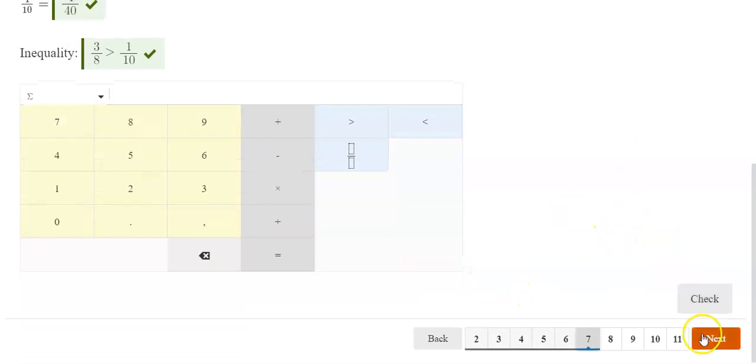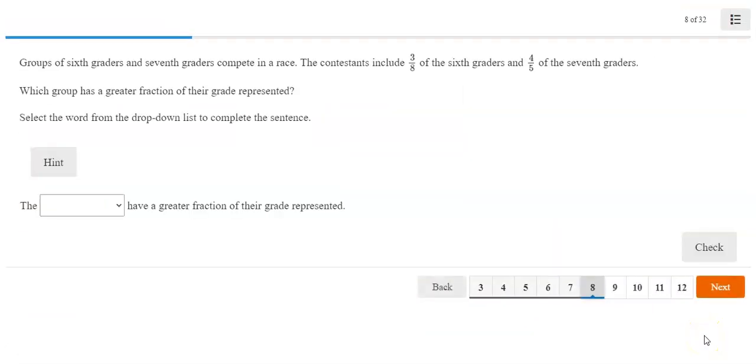There we go. Look at number 8. Groups of 6th graders and 7th graders compete in a race. The contestants include 3/8 of the 6th grade and 4/5 of the 7th graders. Which group has a greater fraction of their grade represented? Select the word from the drop-down list to complete the sentence. So it's either 6th graders or 7th graders.